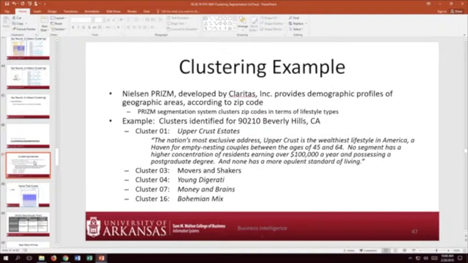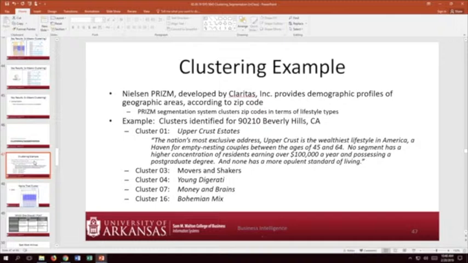So they have a definition. We have cluster 3, they called it the movers and shakers. And when I said that, did you get a picture of who lived in cluster 3? And cluster 7 is the money and the brains. Do you have a different picture? When I go to cluster 16, it's in the Bohemian mix. You really have a different picture now, right? So you're not confusing cluster 16 and cluster 1. They're different groups of people.